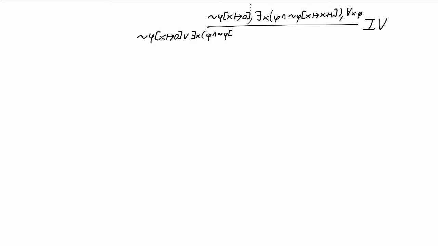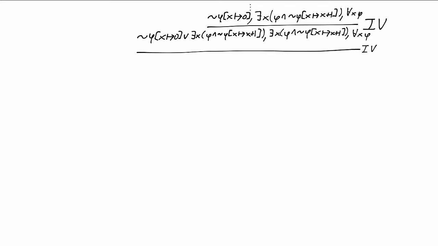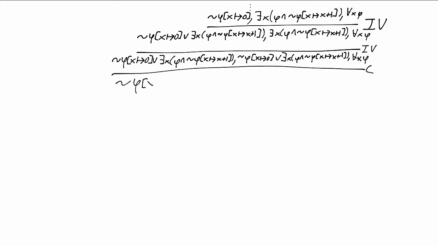So if we apply the or introduction rule to not phi of 0, we get not phi of 0 or there exists an x phi and not phi of x plus 1. And then we can apply the or introduction rule again to exists an x phi and not phi of x plus 1 to get the same clause. And then the contraction rule lets us combine these into a single disjunction. This is another of these common patterns in Z-infinity deductions, that we have 2 clauses with a comma, and we want to combine them into an actual disjunction, and we do this with 2 or introductions and a contraction.